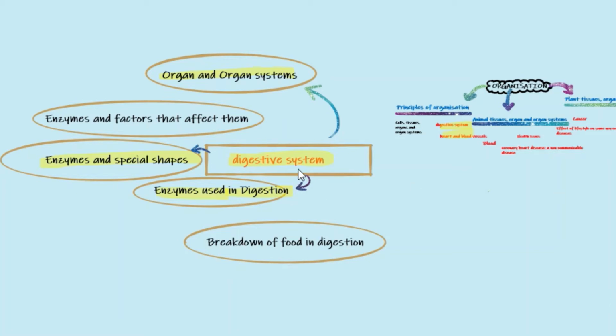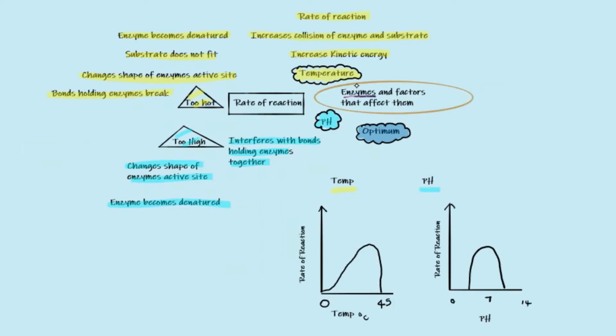We're looking at the digestive system in the organisation topic, and today we're going to look at enzymes and the factors that affect them. Enzymes need the right conditions to work properly. Factors that can affect enzymes are temperature and pH. Both temperature and pH will affect the rate of a reaction.